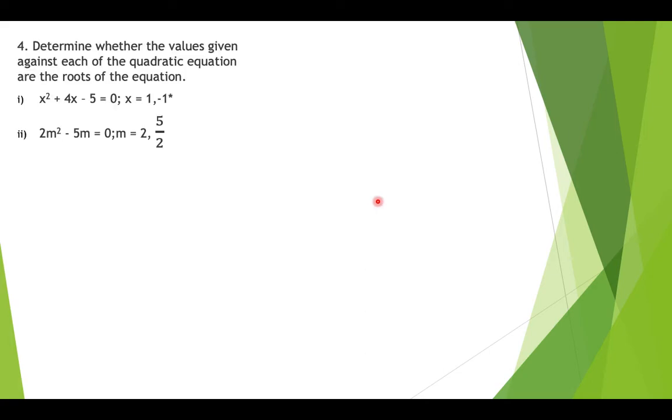Let us go for the fourth sum, that is we have to determine whether the values given against each of the quadratic equations are roots of the equations. That is, we have to check whether if we put x is equal to 1, the left hand side is equal to the right hand side. I am just going to do the first equation. The second sum you can just try on your own. It has been solved in the PPT.